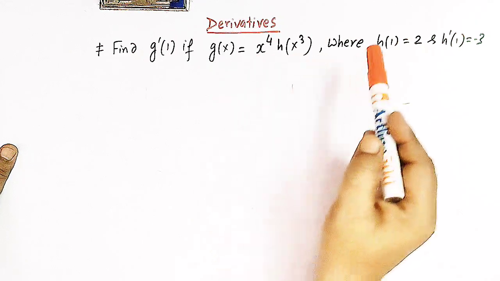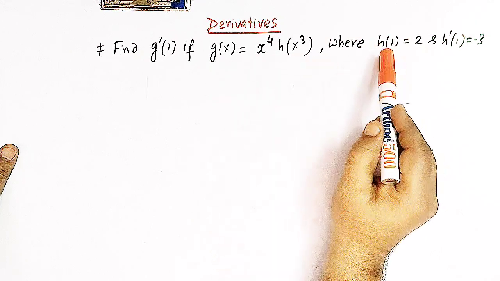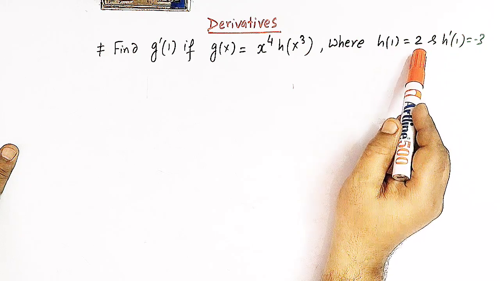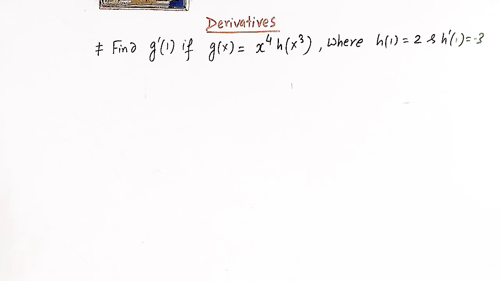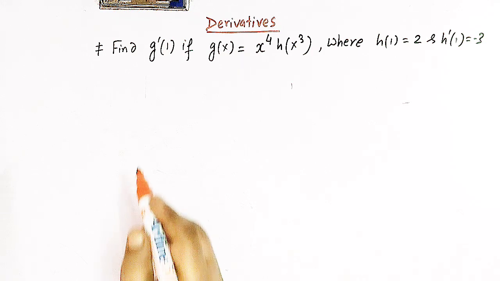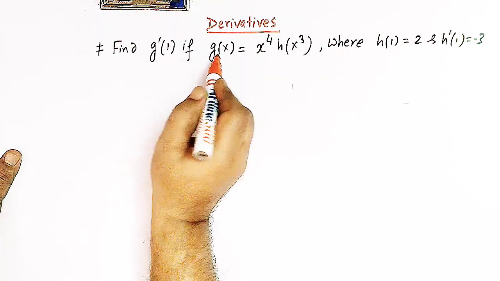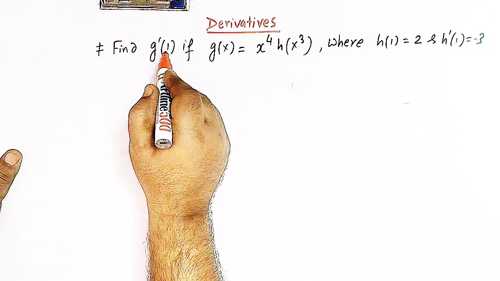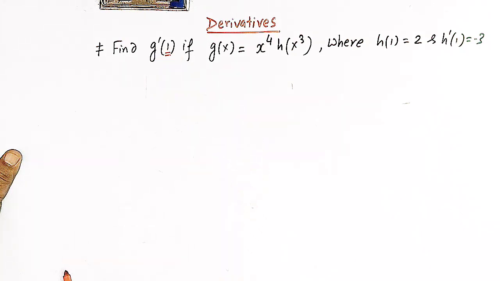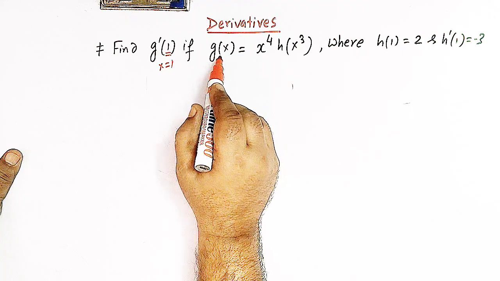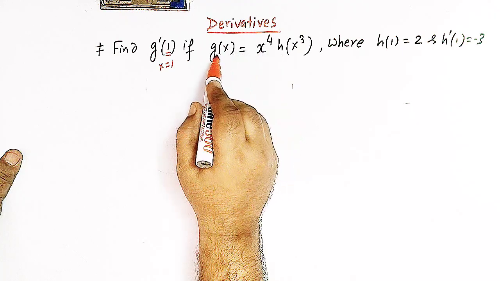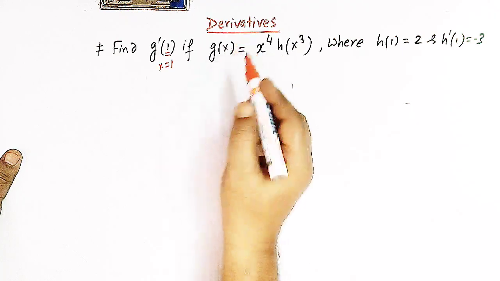And here we are given that h of 1 is equal to 2 and h prime of 1 is equal to minus 3. So here we have to find the derivative of g of x at this point, that is x is equal to 1. So for this, we'll find out the derivative of g of x.